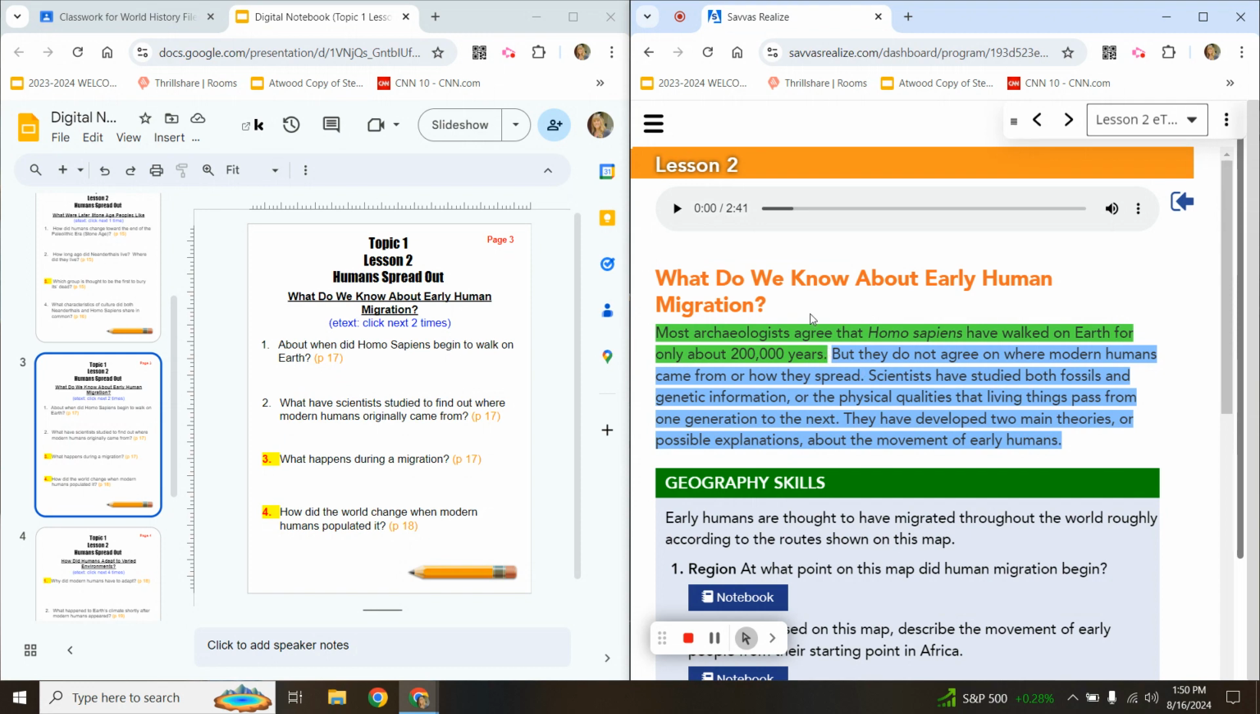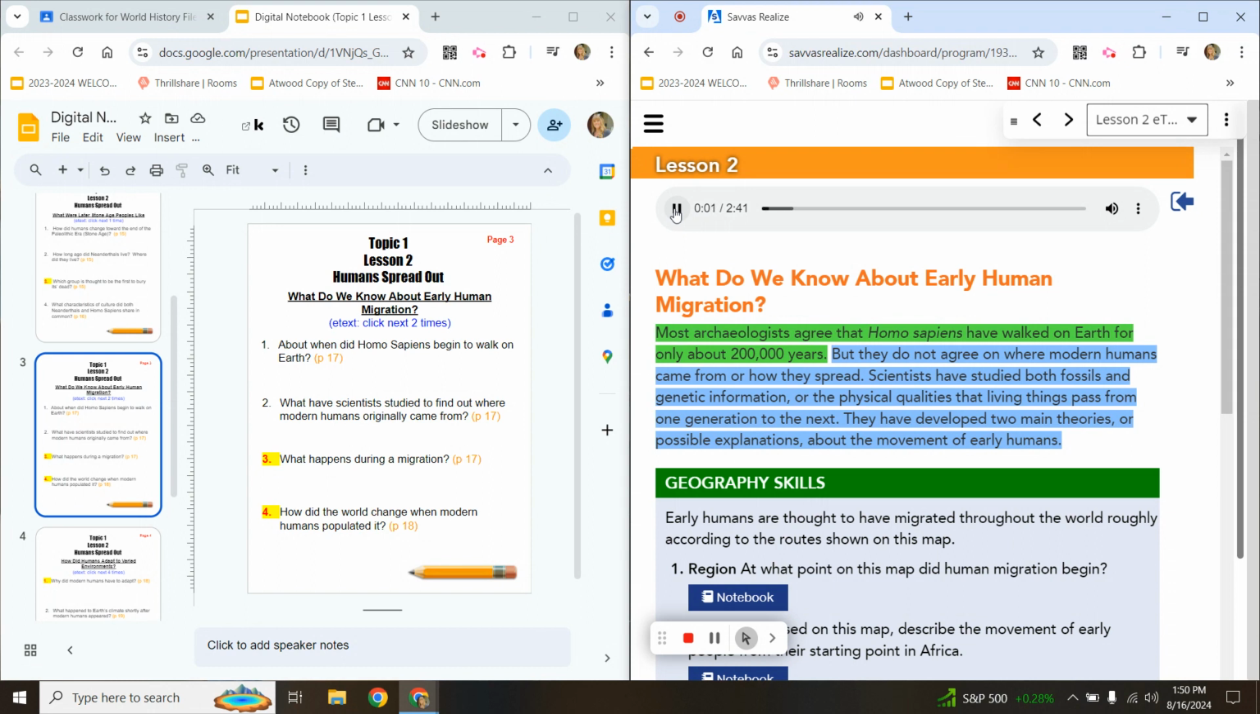You'll find that in the green highlighted sentence. And number 2, what have scientists studied to find out where modern humans originally came from? You'll find that answer in this blue highlight of this paragraph. So let's go ahead and listen to this paragraph.